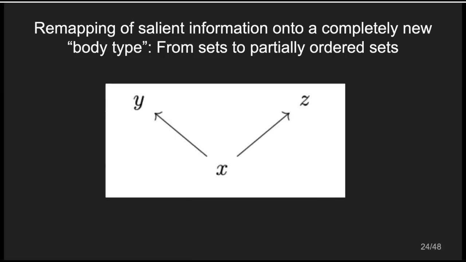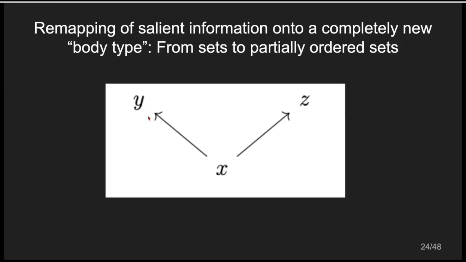One other cool thing we can do with the universal property of the product is we can take that solution type that it constitutes and map it onto a new body type. So instead of looking at ordinary sets, let's look at an ordered set. So we've got our set consisting of x and y and z, and these relationships mean x is less than or equal to y, and x is less than or equal to z.